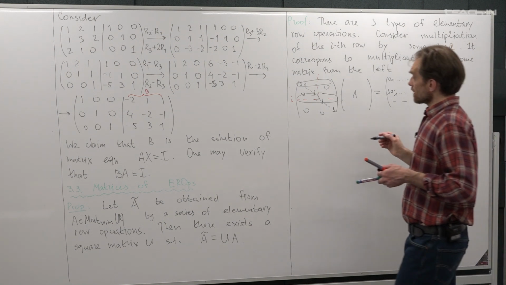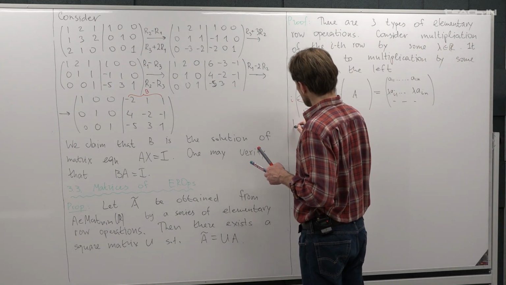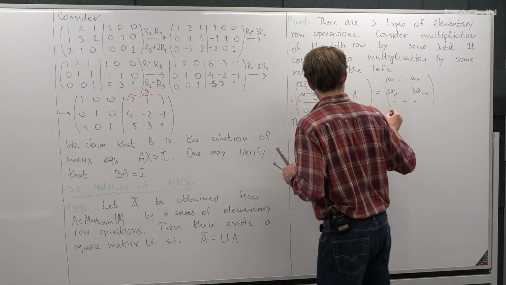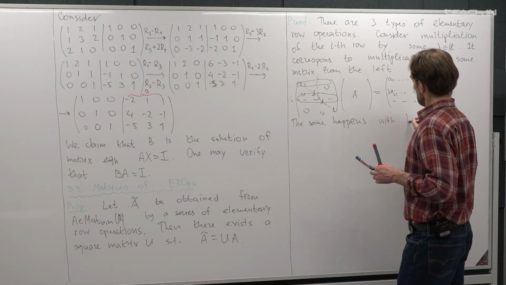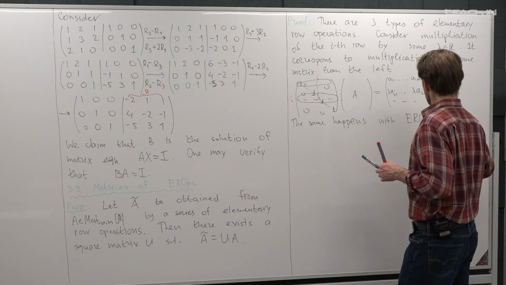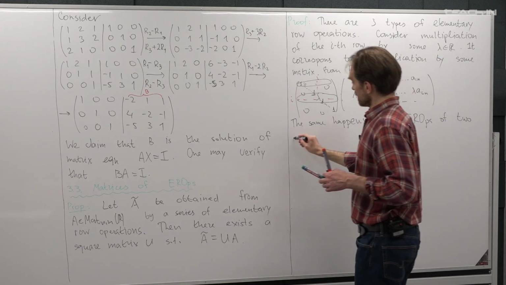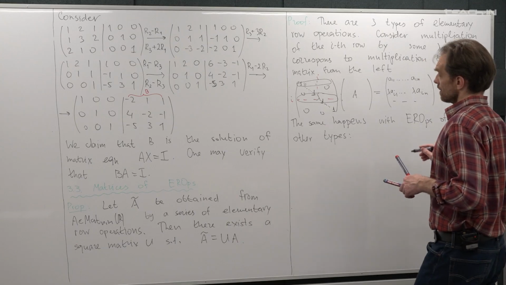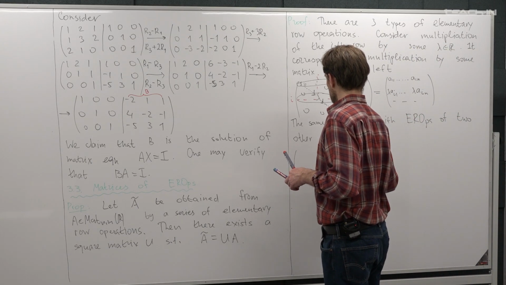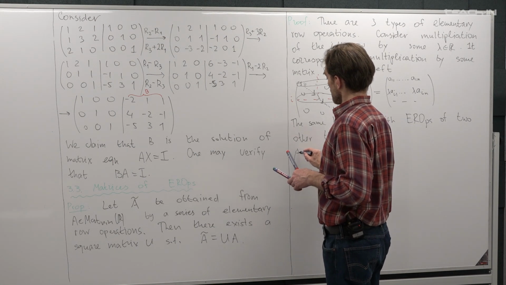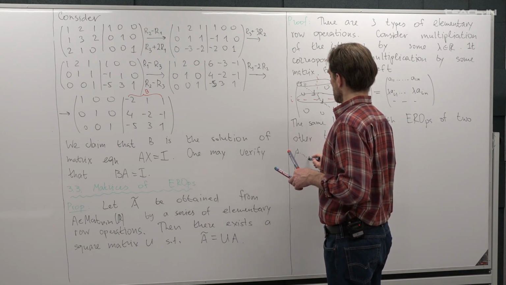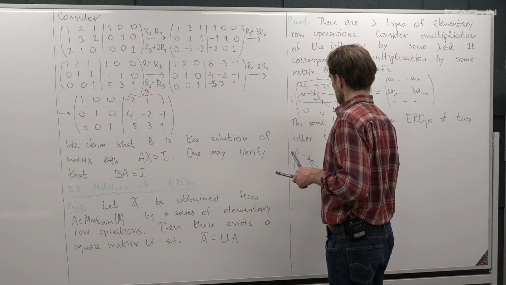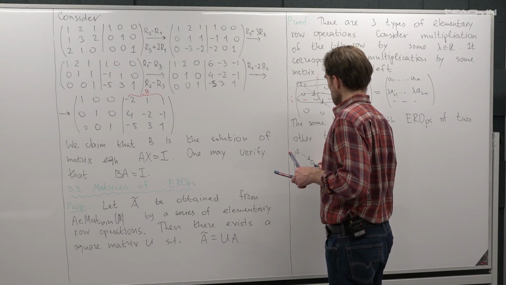Okay, so the same happens with elementary row operations of two other types. So when I multiply our matrix by a matrix which also has 1 everywhere on the principal diagonal besides 2 positions where we have zeros, and we have 1 in all other places.